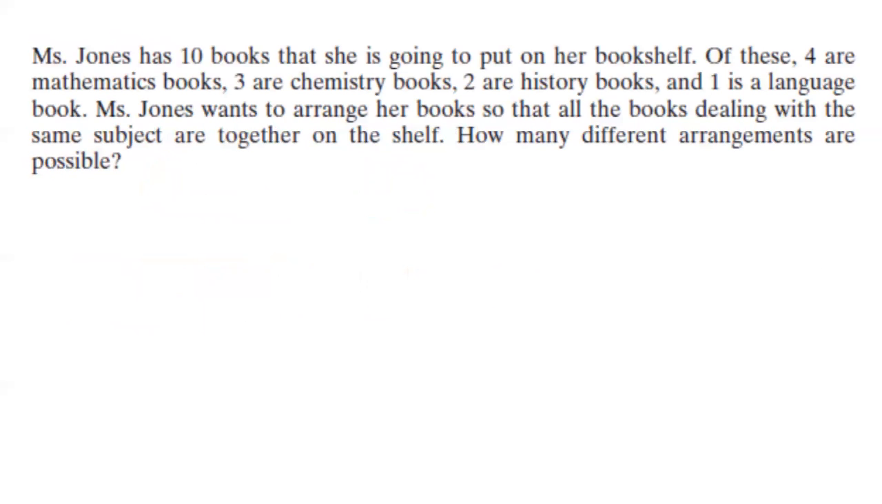Okay, next question. I'll leave this for you to complete by yourself, okay? I'll give you 5 minutes. Miss Jones has 10 books that she's going to put on her bookshelf. Of these, 4 are mathematics books, 3 are chemistry books, 2 are history books, and 1 is a language book. Miss Jones wants to arrange her books so that all books dealing with the same subject are together on the shelf. How many different arrangements are possible? Okay, you can either use rule of product or use permutations, okay? All right, you can start.